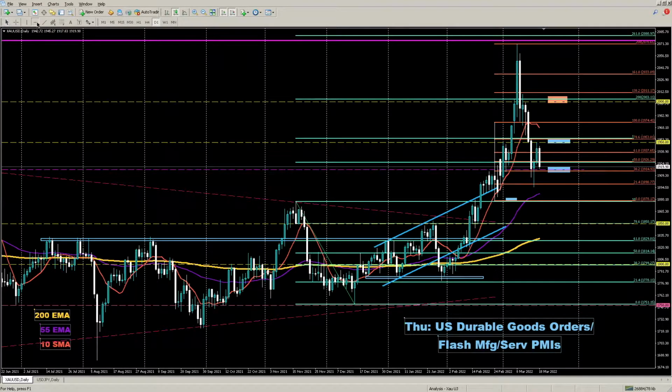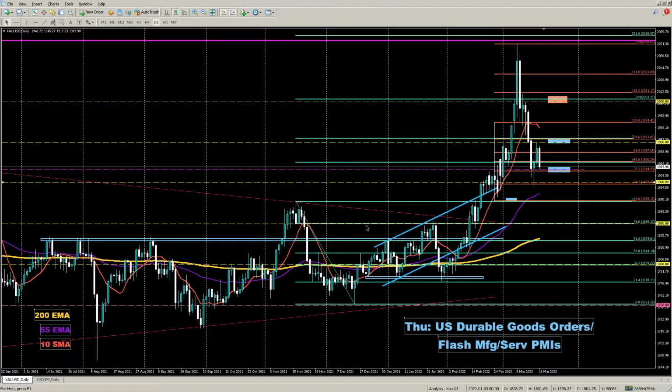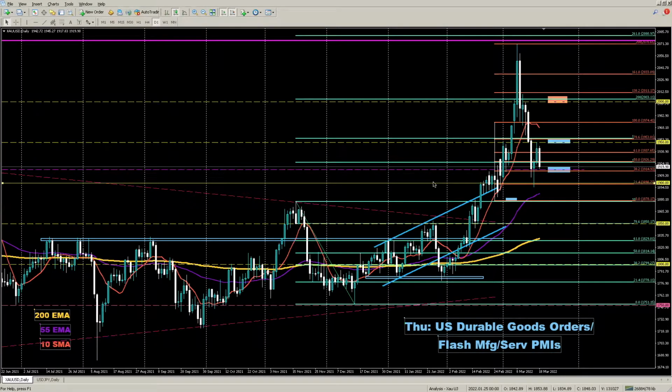Let's add the 1900 level here. It's a key round figure, so let's make it a bold line here. All right.